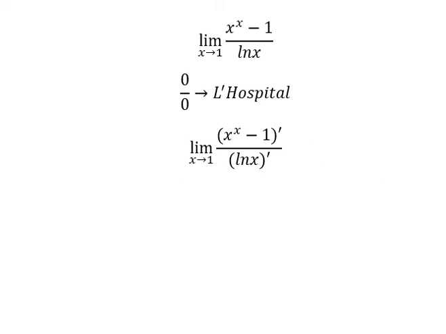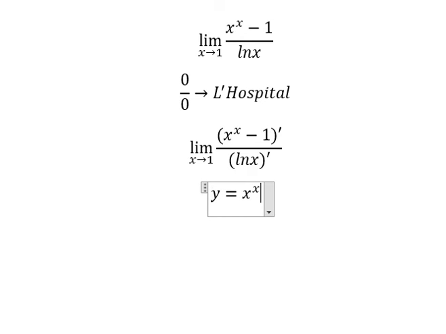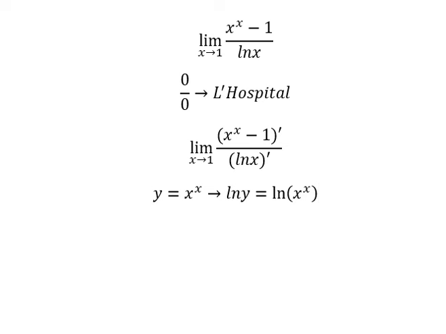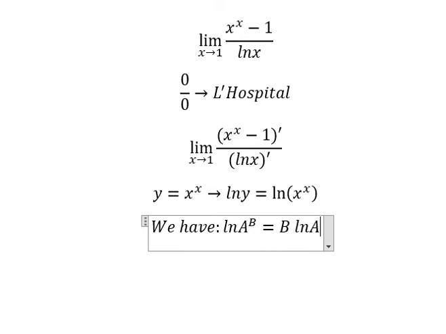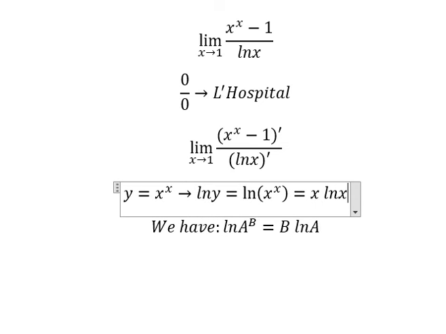So I will concentrate on this one only. I will put natural log on both sides. Next, we have the formula in here: ln A to the power of B equals B ln A. So this one, we have s ln s.